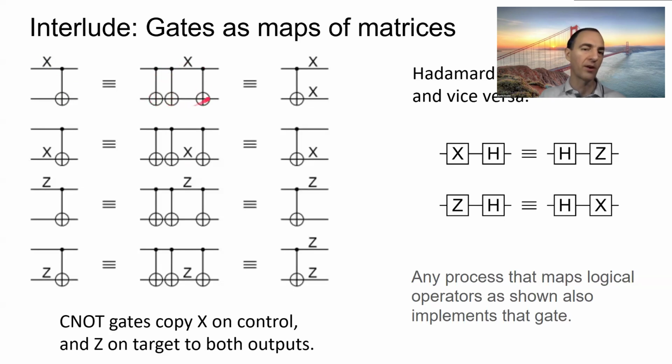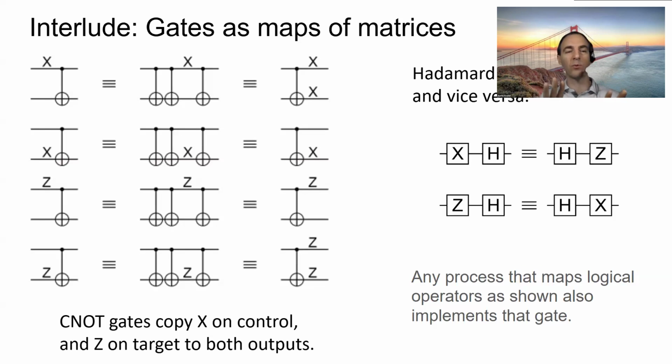And then I've worked out what these three matrices together make, and that is two X's, or an X pushed through a CNOT gate on the control goes to both outputs. An X pushed through the target goes straight through. Z on the control goes straight through. Z on the target goes to both outputs. So these four relationships are an equivalent definition of what CNOT is. If you have a structure that does those four things, you know you have a CNOT gate.